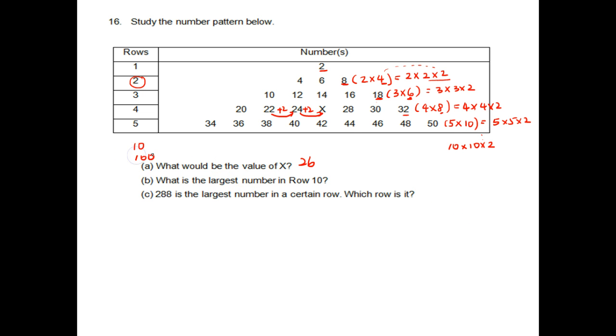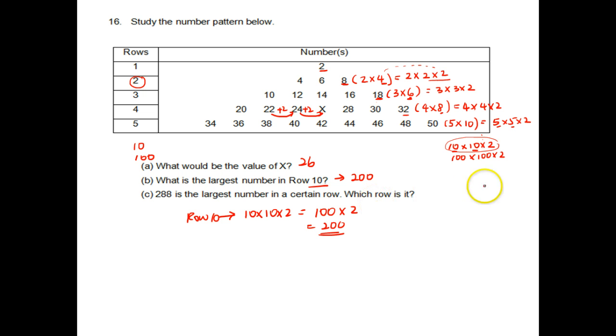How about row 100? 100 times 100 times 2. Because I repeat. Okay, so what is the largest in row 10? Row 10 will be 10 times 10 times 2. 10 times 10 is 100 times 2. So row 10 is 200. Largest number is 200.